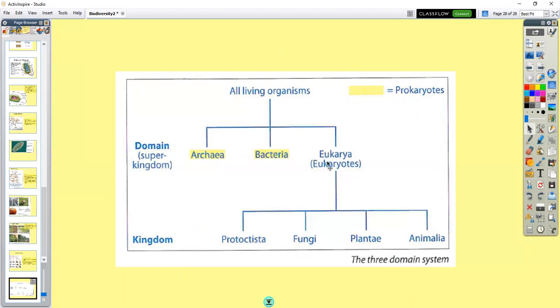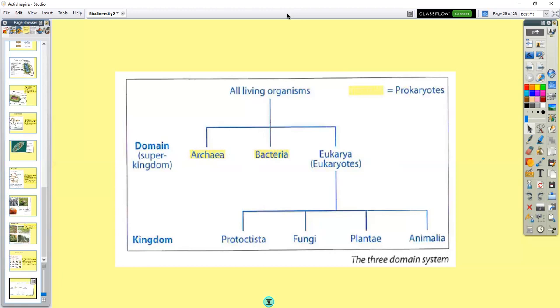And then you have eukaryotes, and the eukaryotes include the Protoctista, fungi, Plantae, and Animalia. So these super kingdoms, you have those three, is the sort of alternative classification system, or domains as they talk about them. But within that, you have the five kingdoms that we've talked about already.